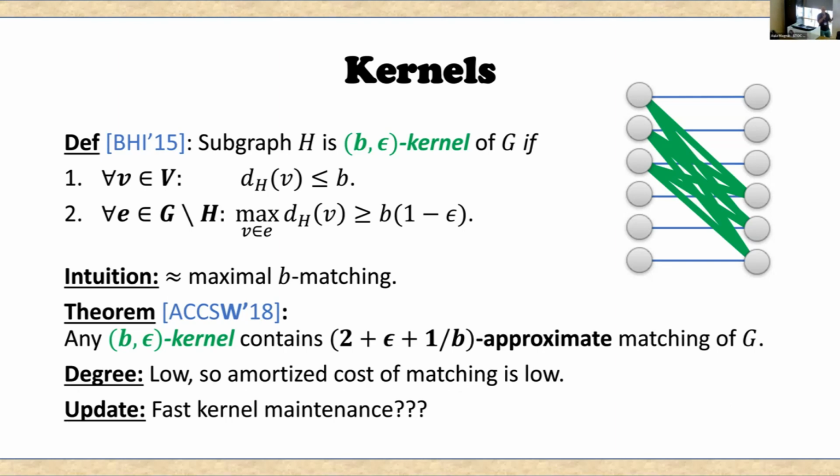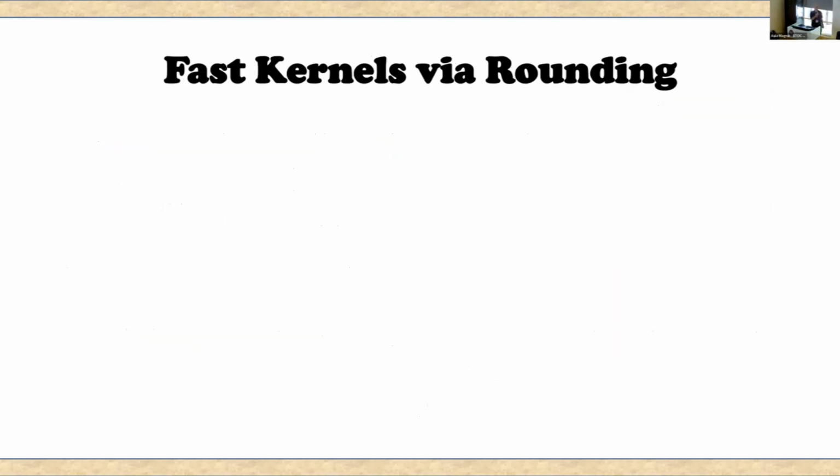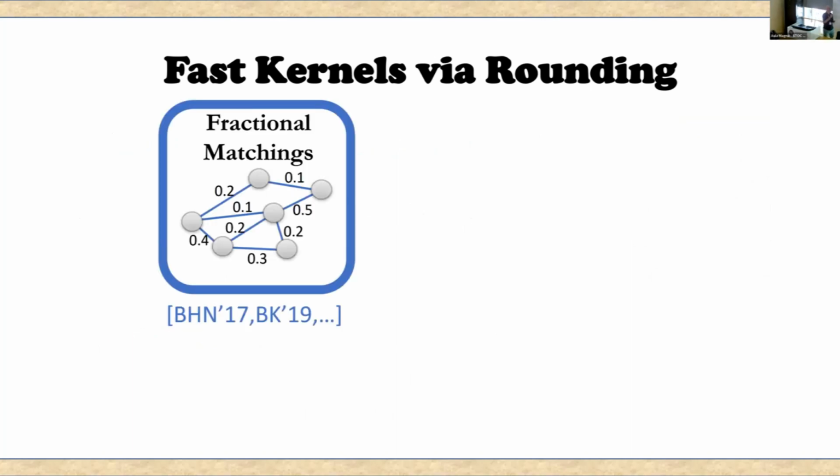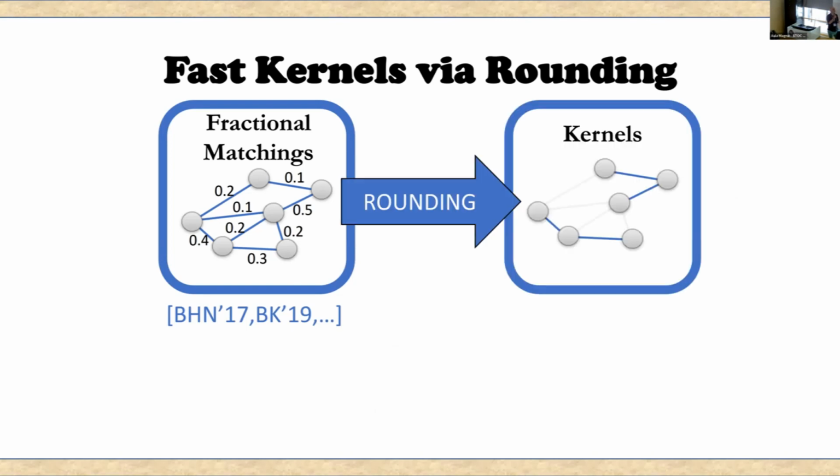And I'll try and give you a sense of how you get these fast kernel maintenance algorithms. And in a nutshell, again, fractional matchings make an appearance. So there are a number of dynamic fractional matching algorithms, all due to Bhattacharya and co-authors, that allow us to maintain a fractional counterpart to kernels. And so really the question is, how do we round this into an integral kernel?